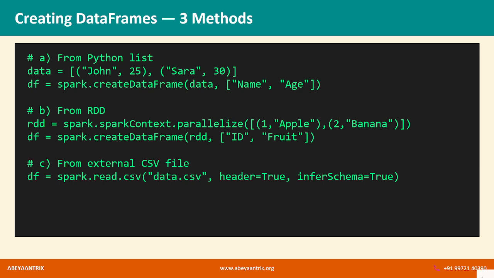Okay, and infer schema is equal to true we are having. So this parameter specifies that whatever the data your data.csv file is having, the changes you are doing will be reflected in the data. Okay, so these are the three methods from which you can create the data frames: from the Python list, from RDD, from the external CSV file. So you can just give data.csv, that is also fine. You need not give header is equal to true, infer schema, that you can skip, that is optional. Okay, so these are the three methods.